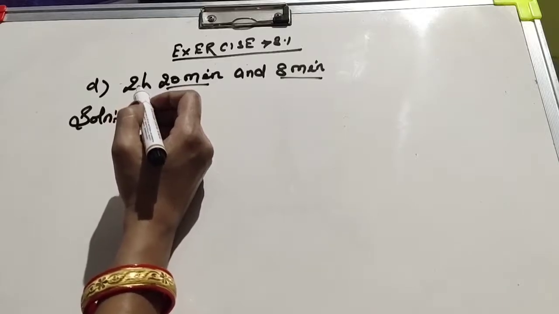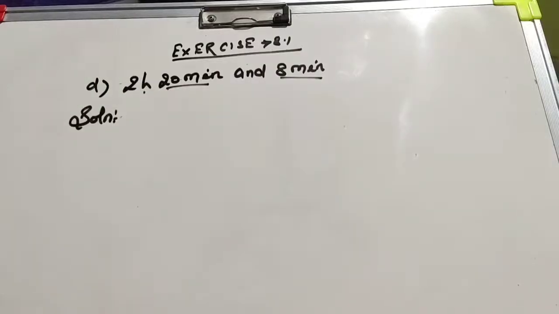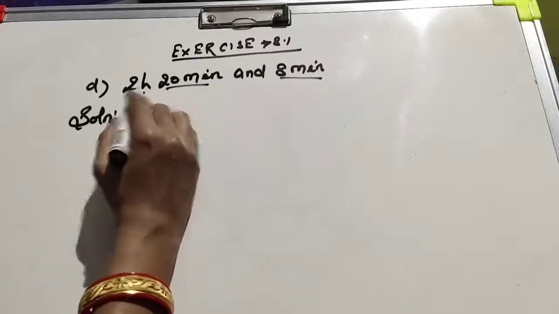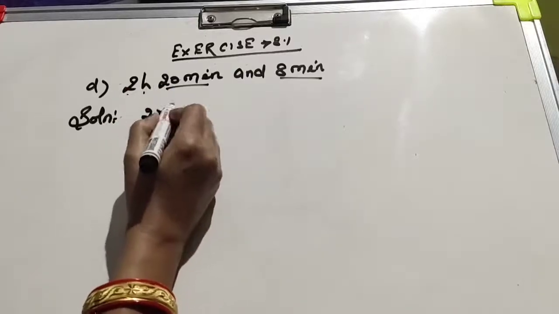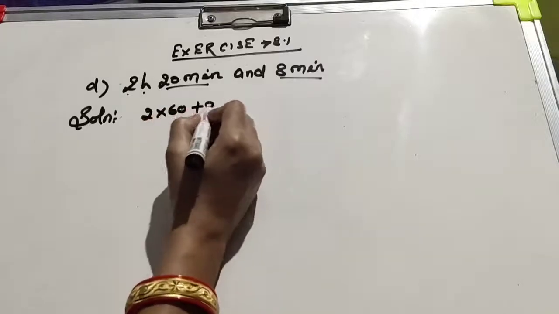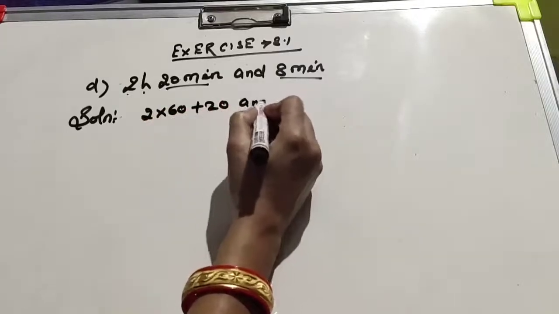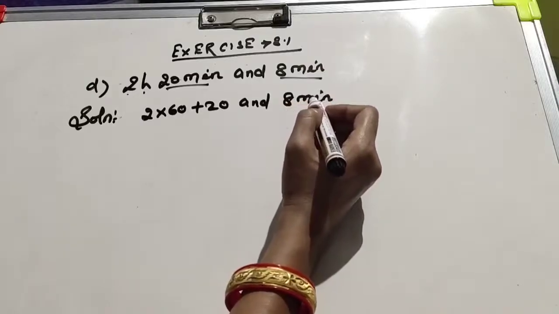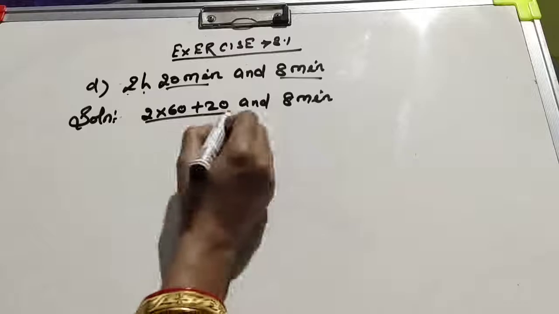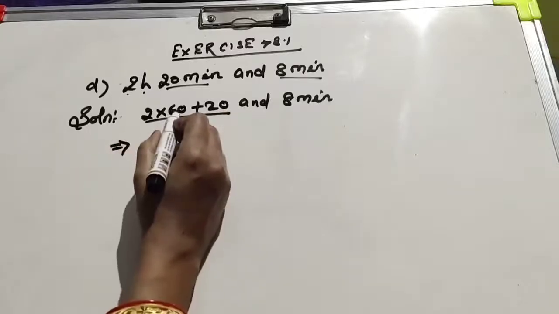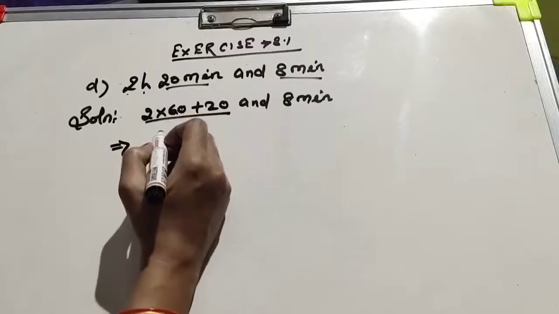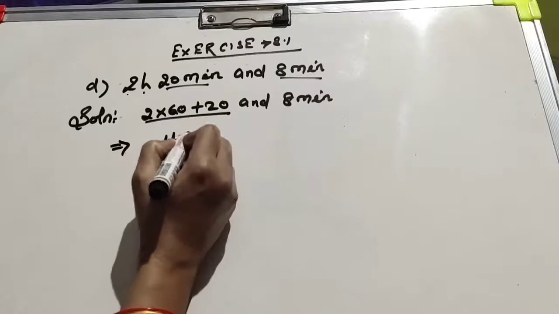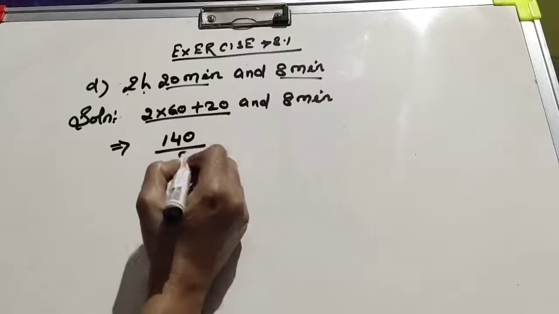So what we have to do? 1 hour is equal to how many minutes? 1 hour is equal to 60 minutes. So here is given 2 hours. So 2 multiply with 60 plus 20 and 8 minute, because we are changing hour into minute. So this process you have to solve it. 60 multiply with 2, 120 plus 20, 140 by 8.